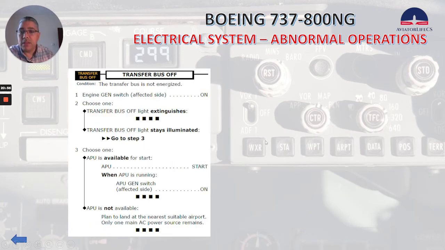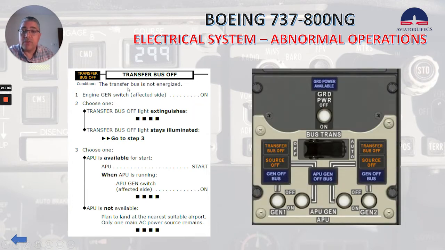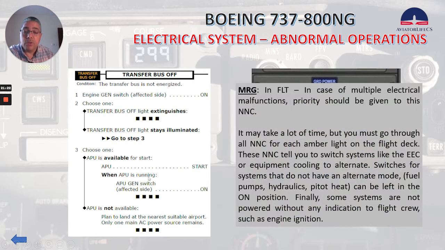Well, let's talk about the transfer bus off non-normal checklist. Condition: the transfer bus is not energized. Engine gen switch, affected side, on. Choose one. Transfer bus off light extinguishes. Transfer bus off light stays illuminated. If that's the case, we have to go to step 3, which says APU is available for start. APU start. When APU is running, APU gen switch, affected side, on. APU is not available, plan to land at the nearest suitable airport. Only one main AC power source remains.